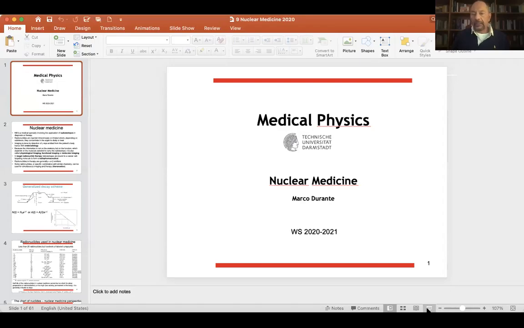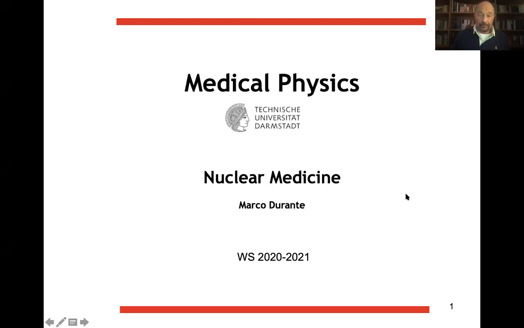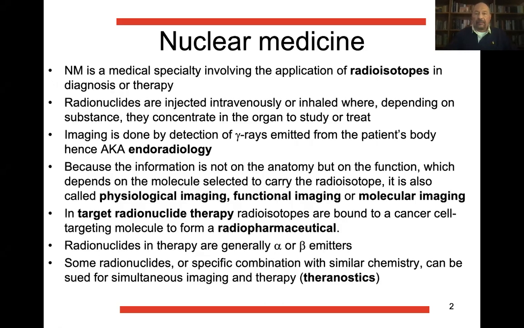In this lecture, we will discuss nuclear medicine within the medical physics course, both from therapy and from diagnostics. In fact, you see, this is the definition of nuclear medicine. It's a medical specialty involving the application of radioisotopes in diagnostics and therapy. Radionuclides can be injected intravenously or inhaled, depending on the substance, and they concentrate in the organ to study or treat. Imaging is always done by detection of gamma rays emitted from the patient's body.